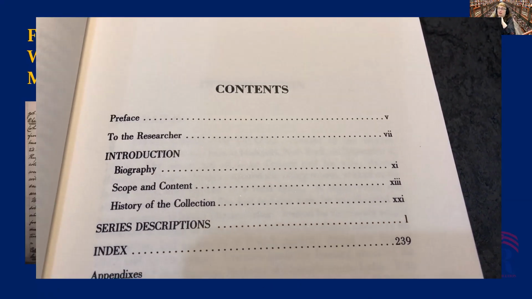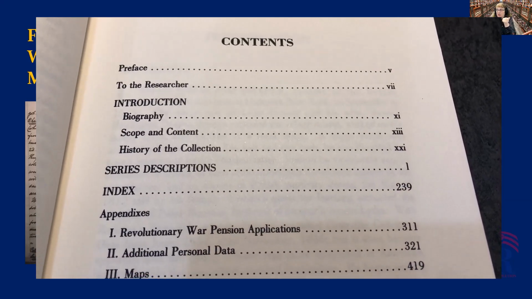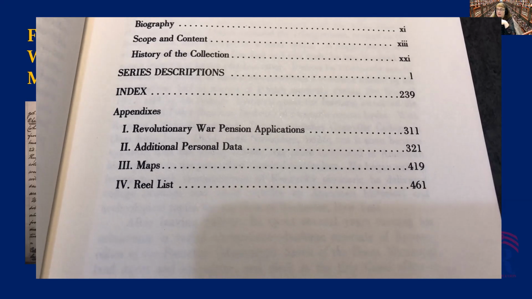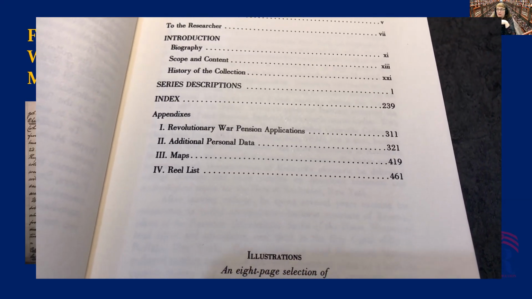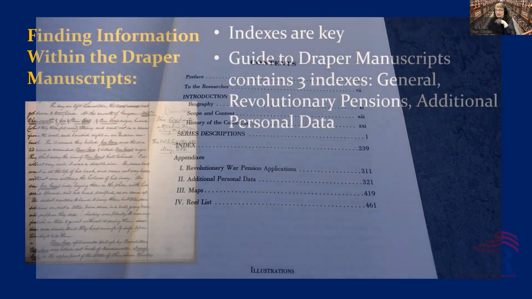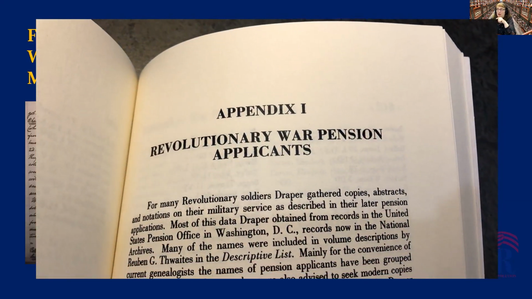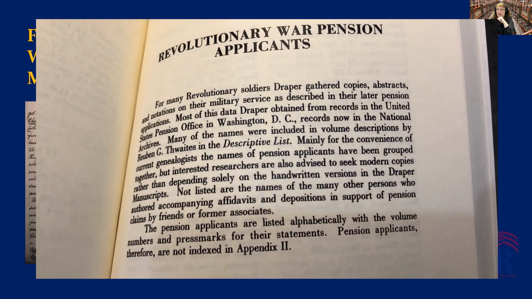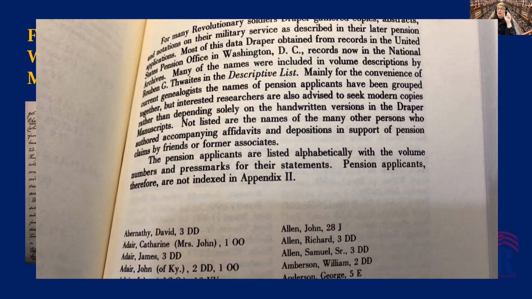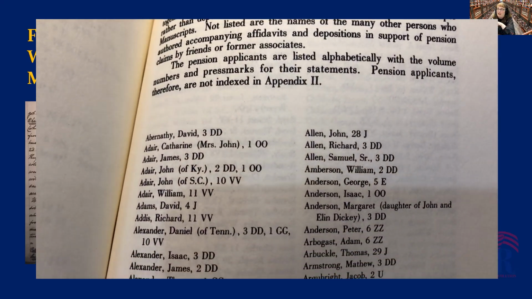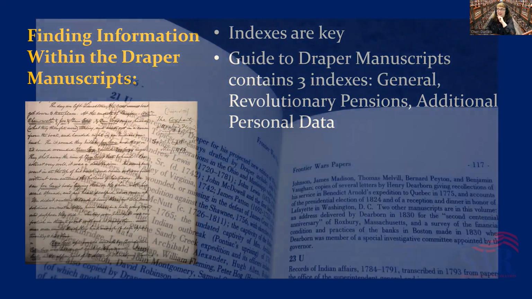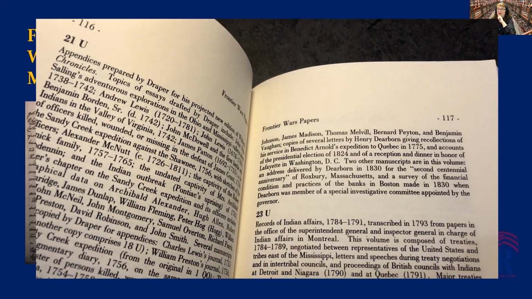Here's a quick look at the Guide to Draper Manuscripts. As you can see, it's broken down into different subjects, and each one of those contains its own index. There's general, Revolutionary pensions, and additional personal data, and you want to make sure that you scroll through each index to have a good chance of finding your ancestor.